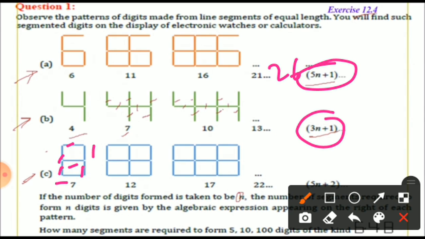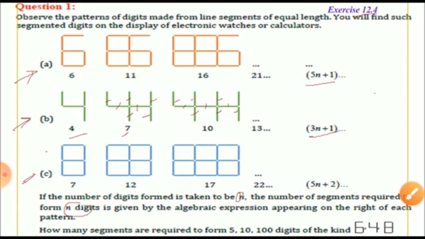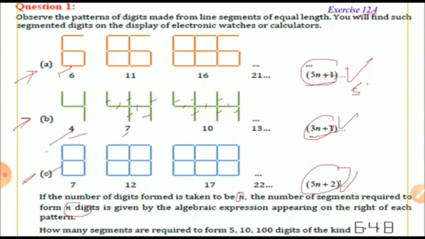For 8 you first need 7 sticks, beta. You have put 7 sticks. For 2 you need 12, only. Okay, 17. So 5n plus 2. Correct. Very good, very good. So whatever patterns you are going to prepare, these are called the variables, or we can make the expressions.